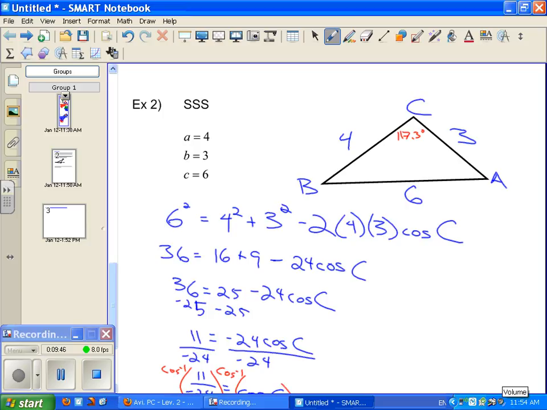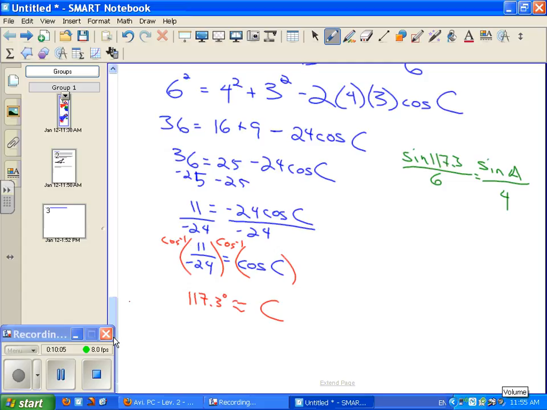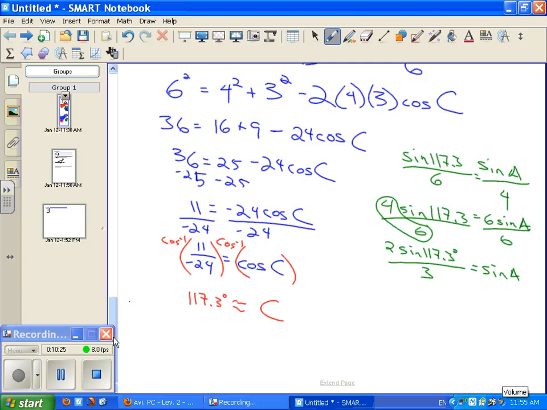All right, now how am I going to find the other angles? Yep, so now we switch to one that we like a little bit better. So sine of 117.3 over 6 equals sine of A over 4. Okay. So we cross multiply. So I'm going to get 4 sine of 117.3 equals 6 sine of A, all over 6. So I'm going to get 2 sine of 117.3 over 3. I just simplified here. Why is that all over 6? Okay, equals sine of A.